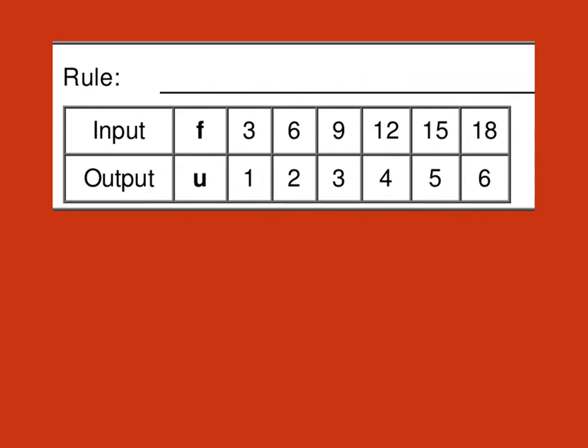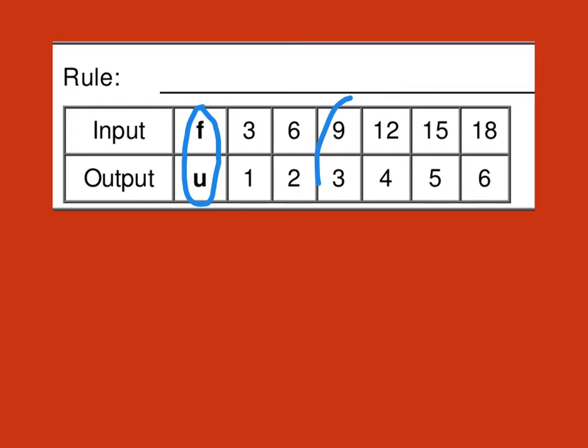I'm writing a rule for this input-output table, which is also known as a function. My input is represented by the letter F, and my output is represented by the letter U. There's always a relationship between these two numbers in a function. All right, so I need to look at my numbers and I need to look for patterns.